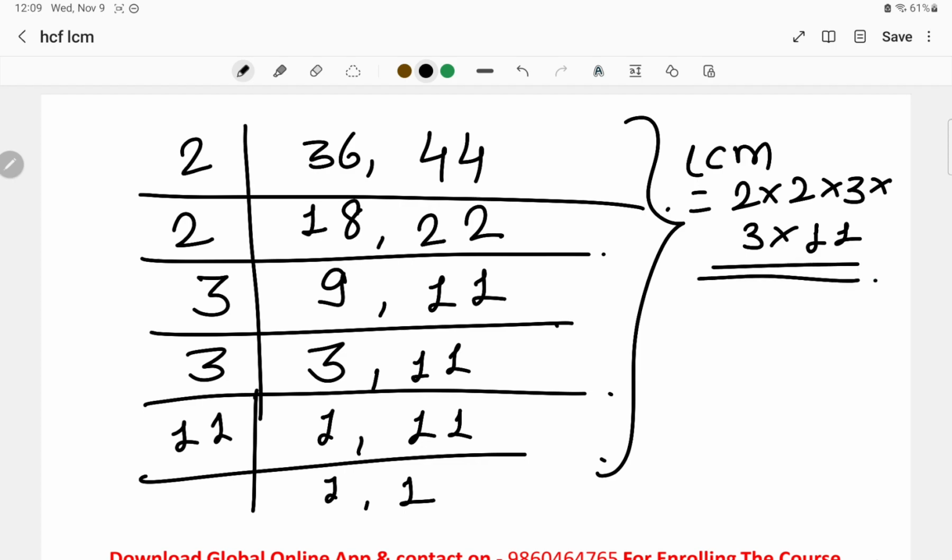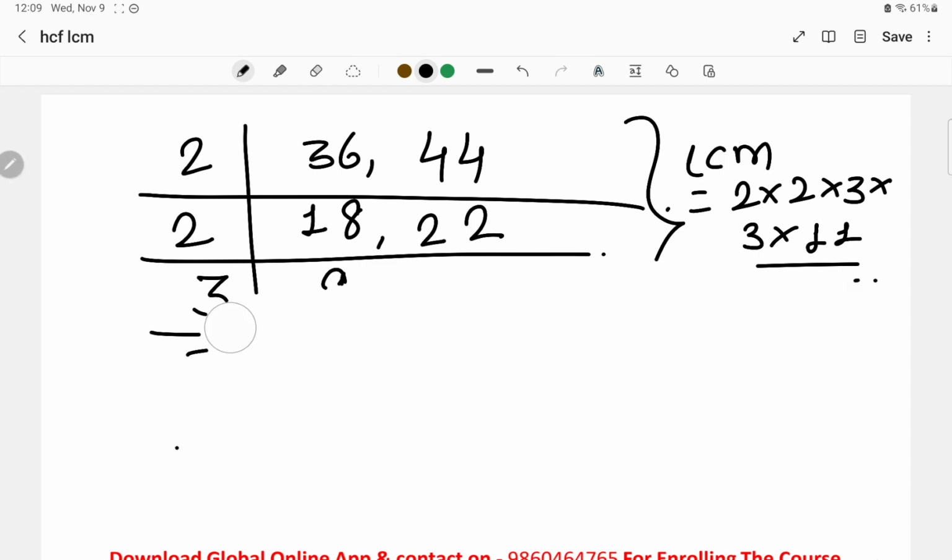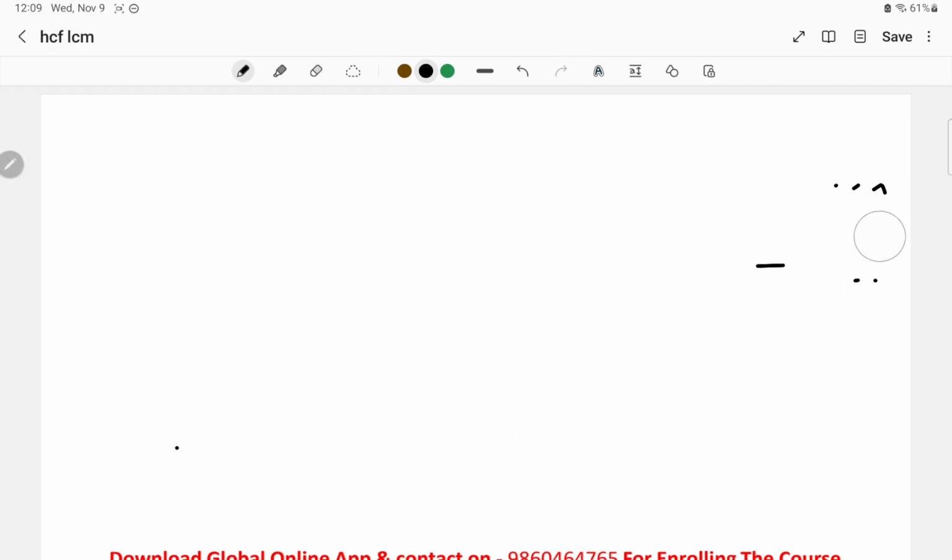So this is how we find out whatever the calculation comes over here. 11 3s are 33, 33 3s are 99, right? So 99 into 4, whatever the answer will come is the LCM of this 36 and 44 respectively. I'll take one more example to calculate how to calculate exactly the LCM.